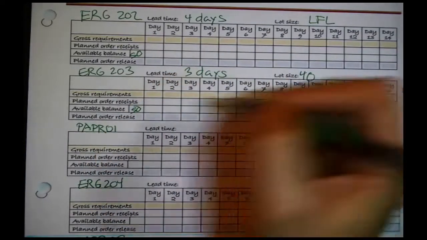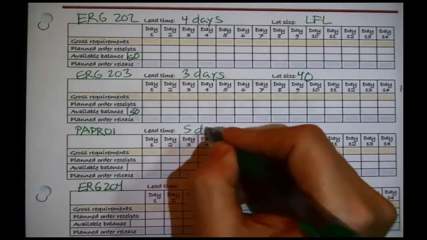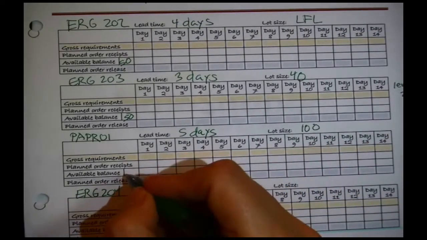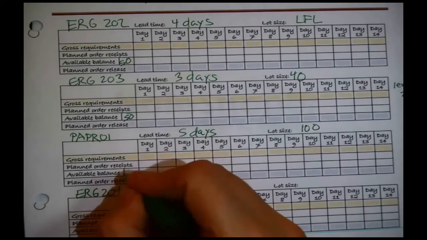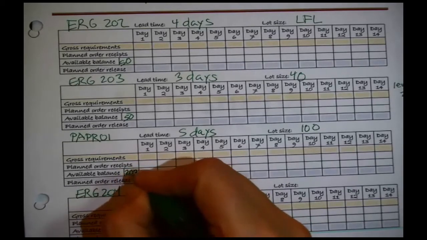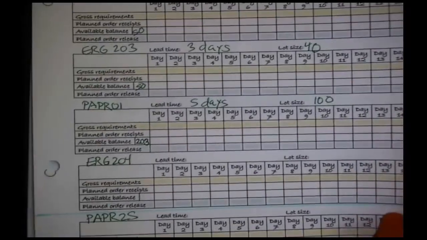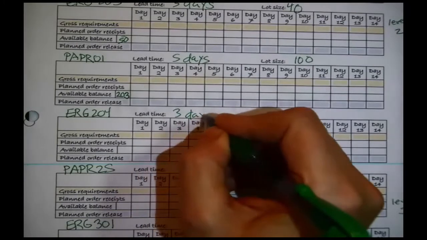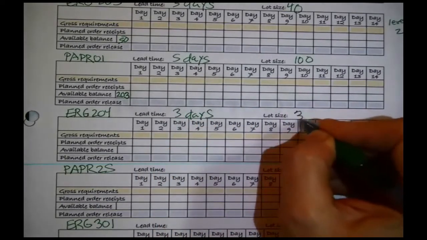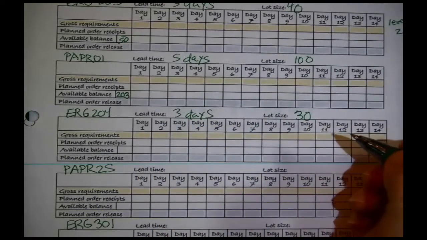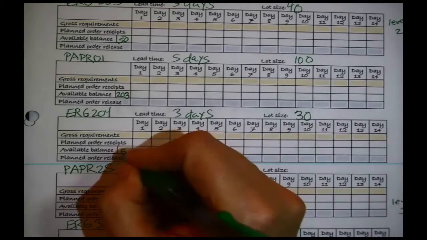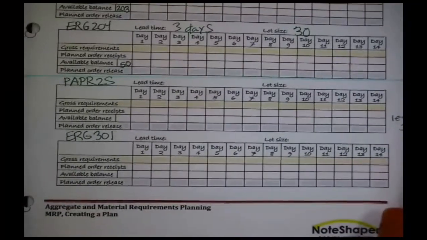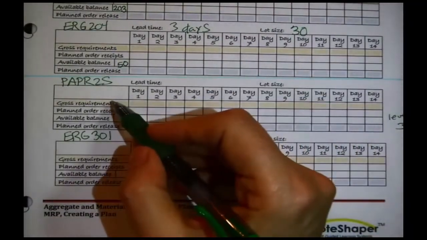Standard paper item 01. 5-day lead time. There's 100 as a lot size. And there's, okay, the standard paper item, there's 203 it says in stock. Let's see, ERG204, 3-day lead time it says. There's a lot size of 30, must come in batches of 30, and there are 50 of these in stock right now. Okay, that's good. And then finally, standard paper item 25, 3-day lead time.